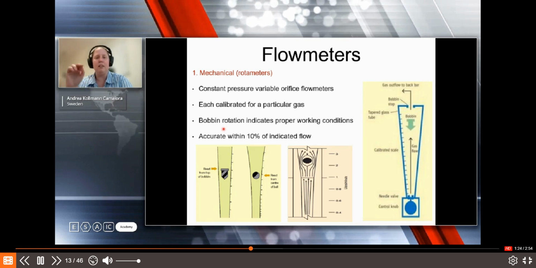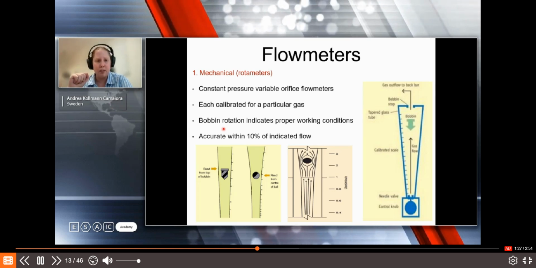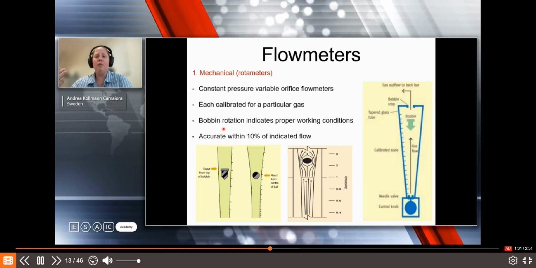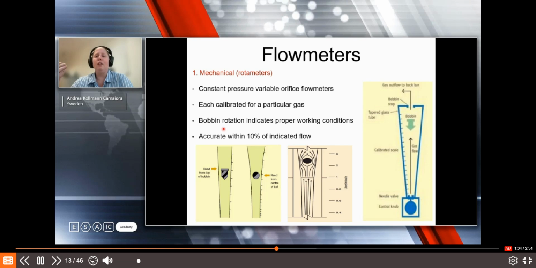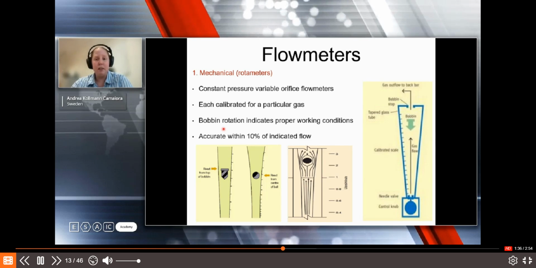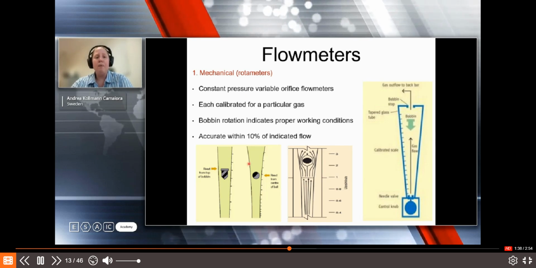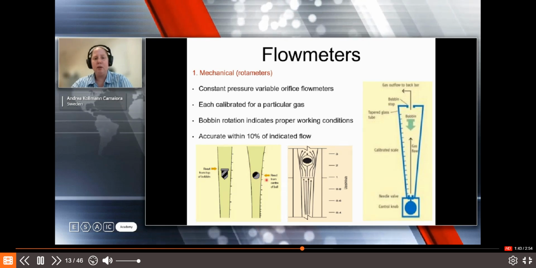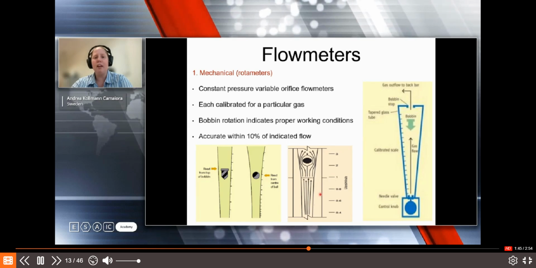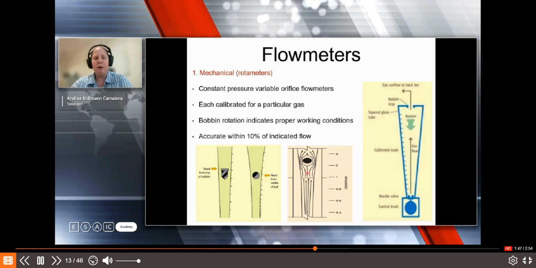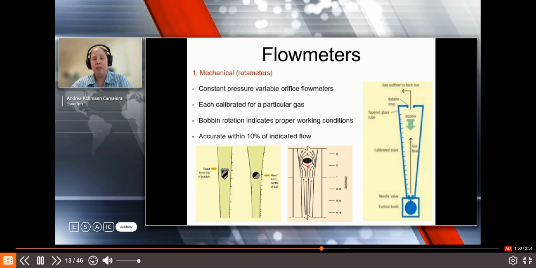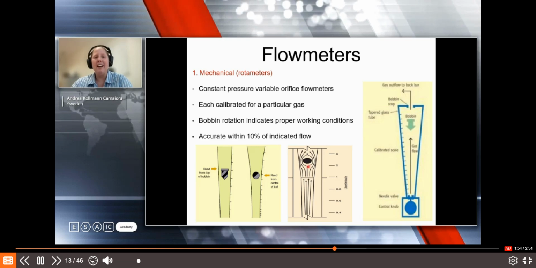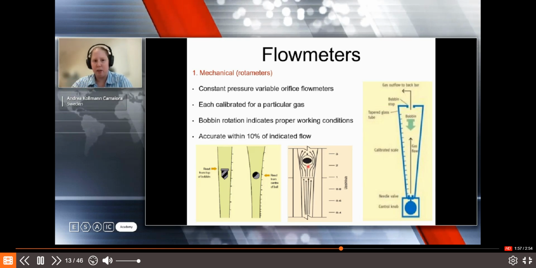There are two types of flow that we'll discuss during the physics lecture: laminar flow and turbulent flow. Of course, the accuracy when the flow is laminar is much better than when the flow is turbulent. So if the bobbin is rotating nicely, then you know you have laminar flow. But if the bobbin starts jumping up and down, it signifies that the flow has become turbulent, and then the accuracy is not that good.